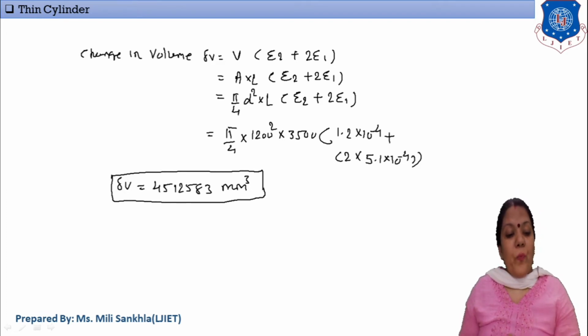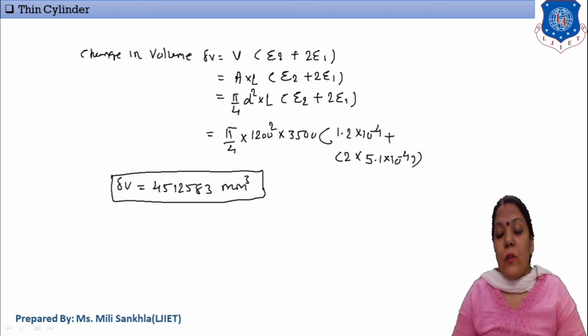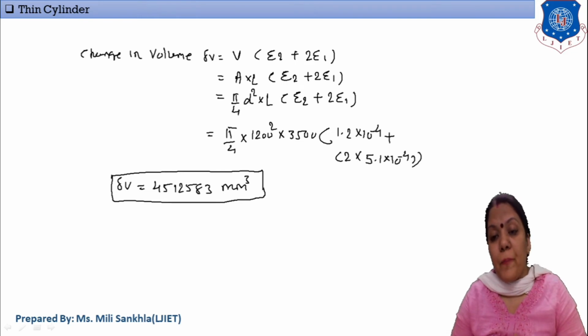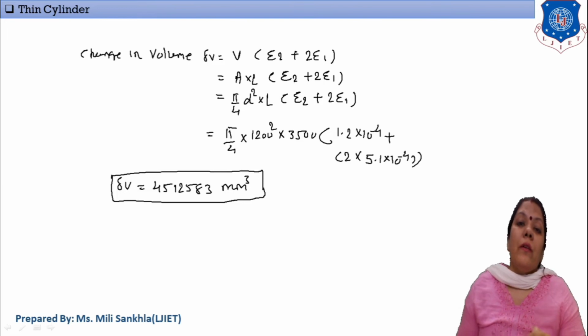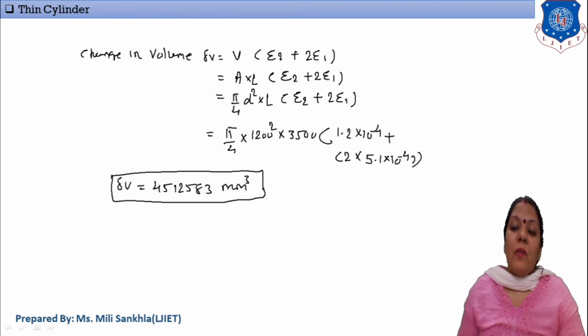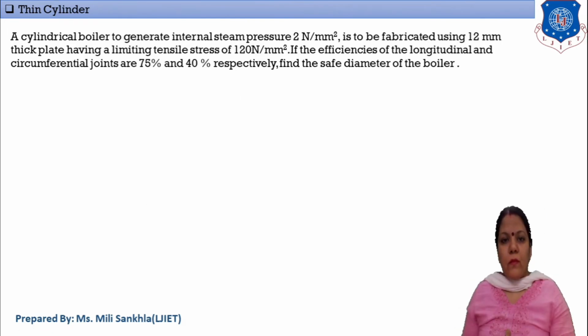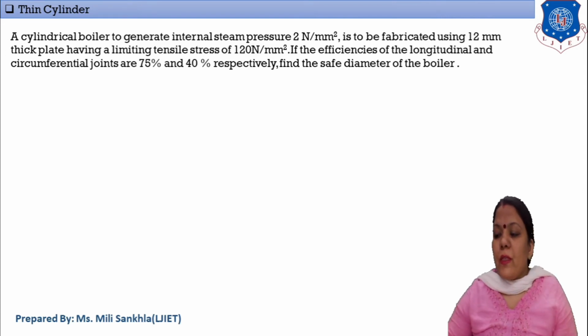Okay, in the next example we find the tensile stresses. In the next example the stresses are given and we find the unknown diameter. Now we solve this example. Before solving this example, read the given data properly. In this example, efficiency is given.